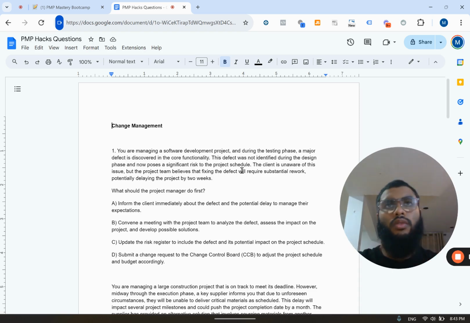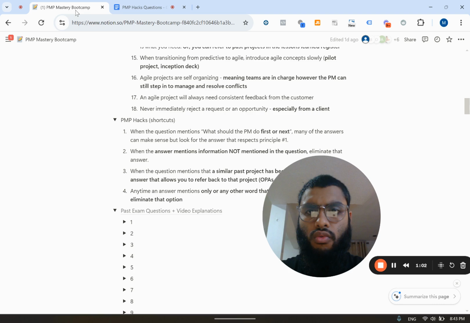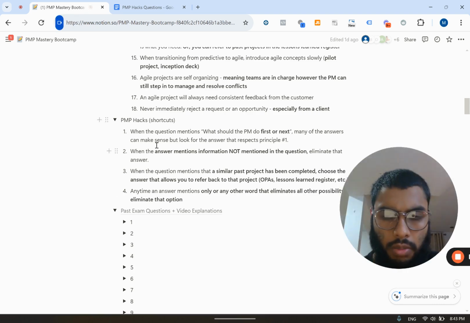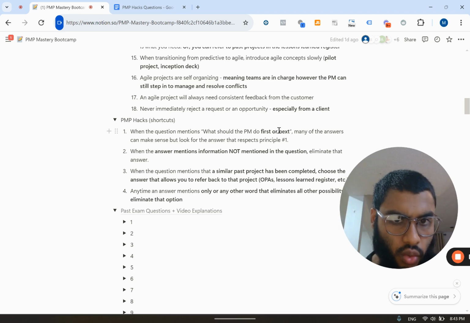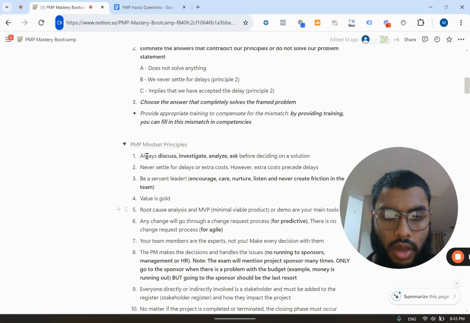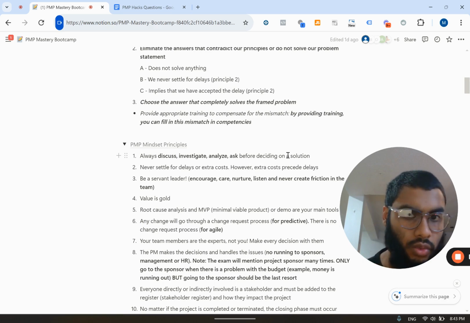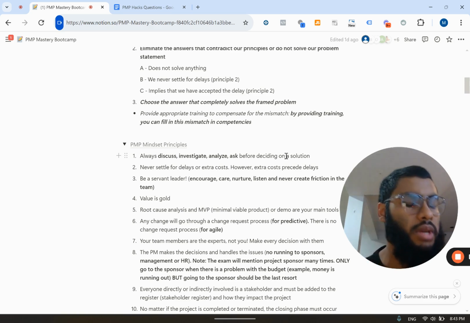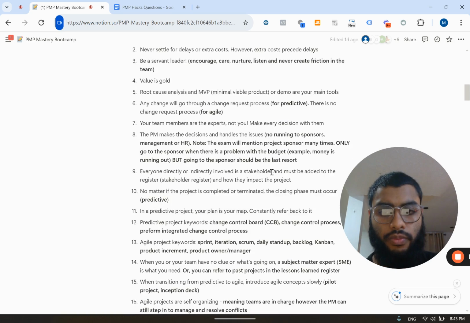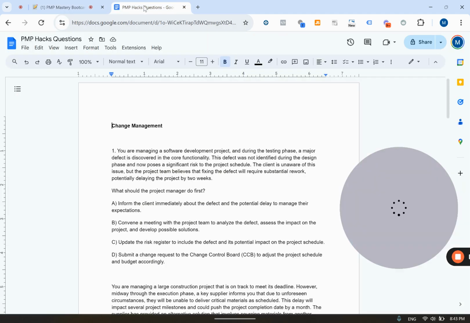In other words, there's this defect that's going to affect the project schedule, but if we focus on it, it's going to delay the project by 2 weeks. What should we do as a project manager first? Now, let's go back. Anytime the question mentions first or next, this is a hack. Many of the answers can make sense, but look for the answer that respects principle number one. We go back up to principle number one: always discuss, investigate, analyze, and ask before deciding on a solution, meaning that you're going to collect information before actually taking action. That's your hack.